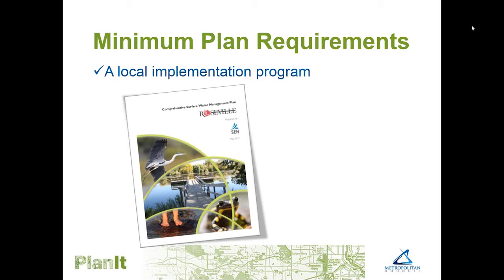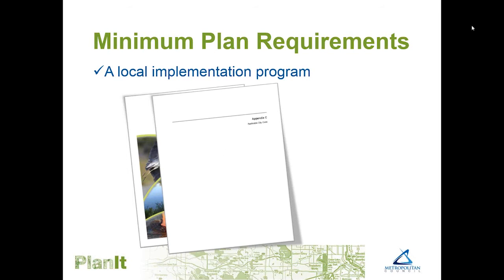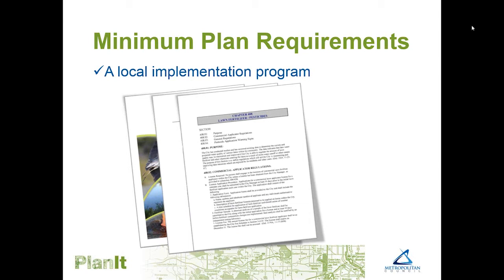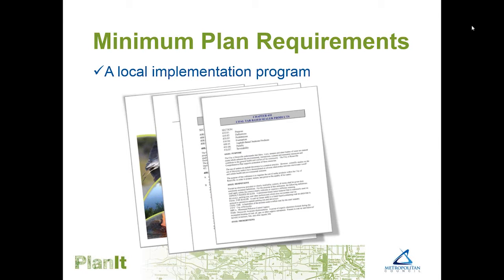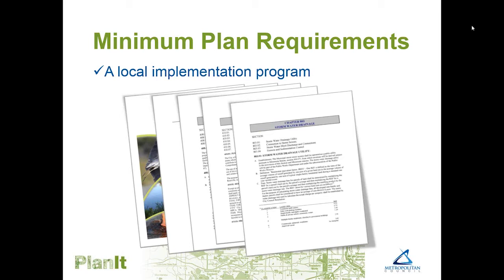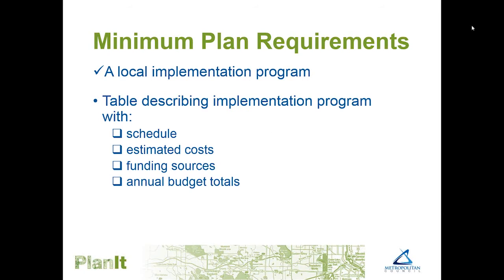The local implementation program must also include a description of official controls or ordinances. Examples include erosion and sediment control ordinances, wetland ordinances, shoreline ordinances, buffer ordinances, and volume control ordinances. Local official controls must be enacted within 6 months of adoption of the local water plan.